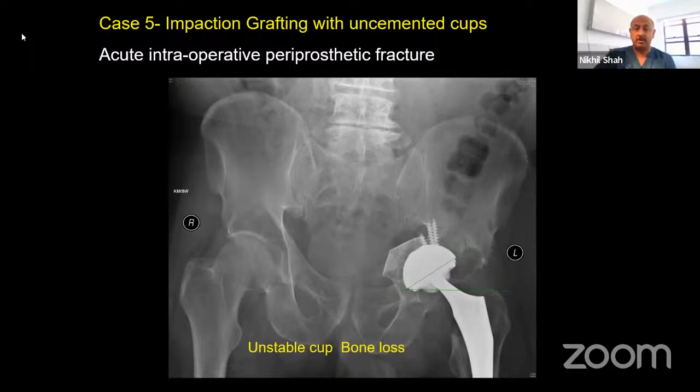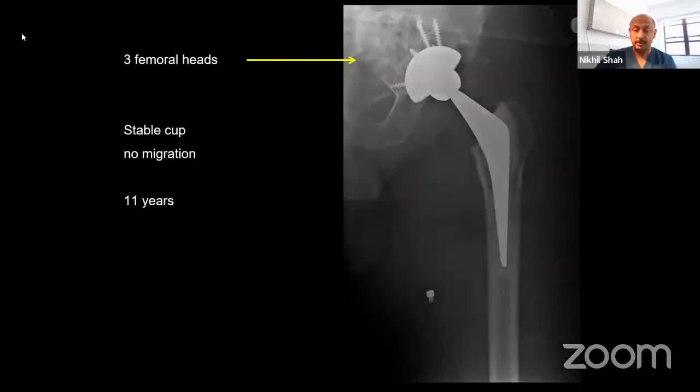This is also another intraoperative periprosthetic fracture treated with impaction bone grafting. In this case, the bone was quite soft and osteoporotic, and the cup started prolapsing into the pelvis. And I managed it with 3 femoral heads. Can you see how the bone graft has gone into the pelvis? We don't like to use a mesh. We just keep packing until it becomes solid. And then you can get rim fit using a trabecular metal cup. And this patient is now at 11 years coming for follow-up.